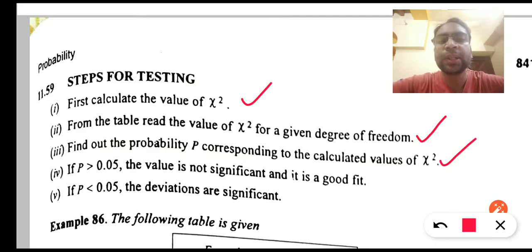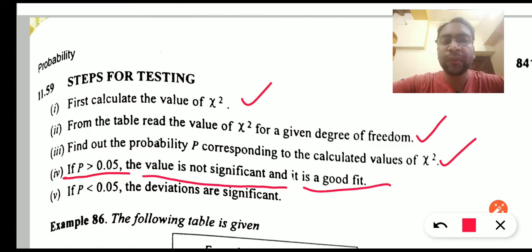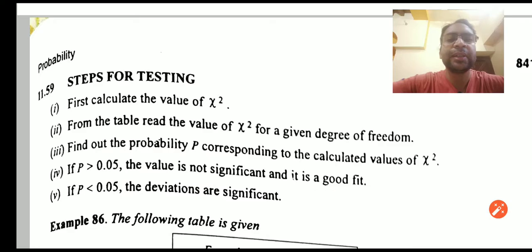If p is greater than 0.05, that means if it is high, then we say that there is no significant difference and it is a good fit. And in the other case, if it is small, that is, lesser than 0.05, then we say that there is a deviation, there is a significant difference, and it is not a good fit. Now let's see with an example how we can solve the problems.